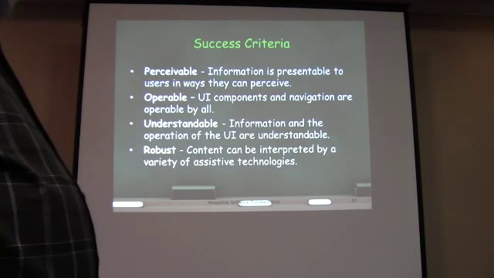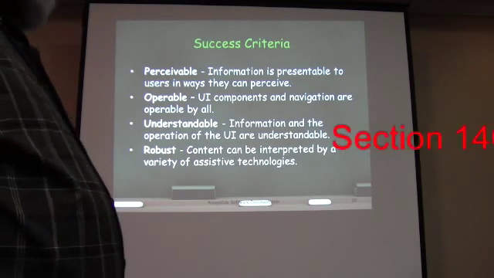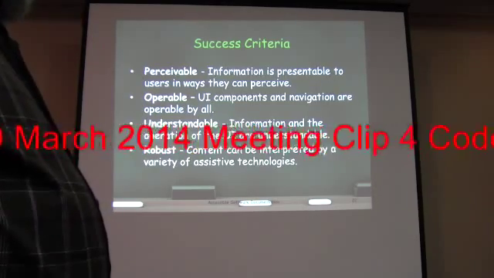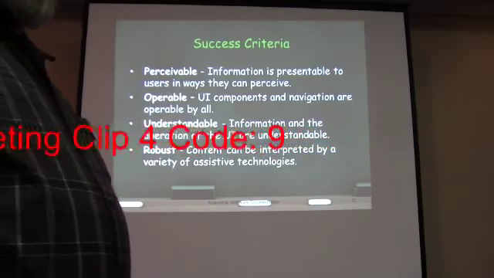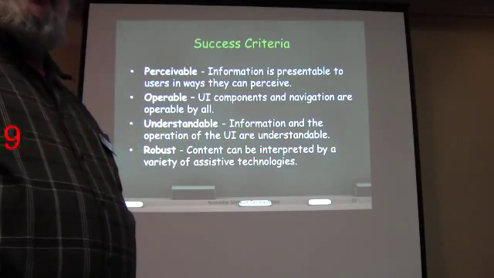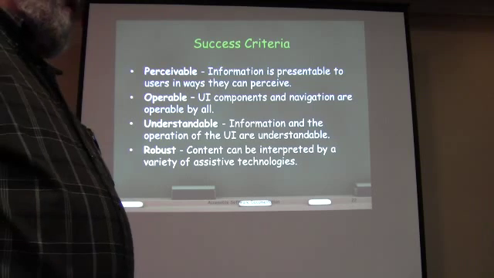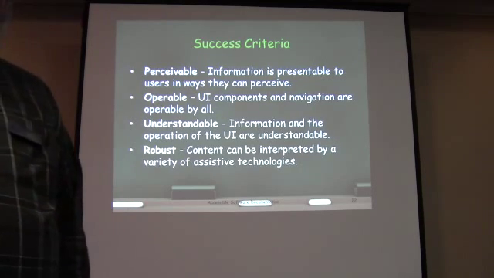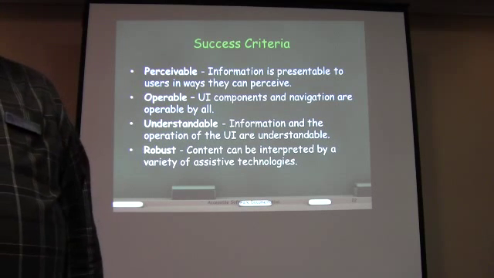I got the four points right out of the book, so to speak. In order for us to consider our accessibility work a success, we have to produce a product that is perceivable, operable, understandable, and robust.